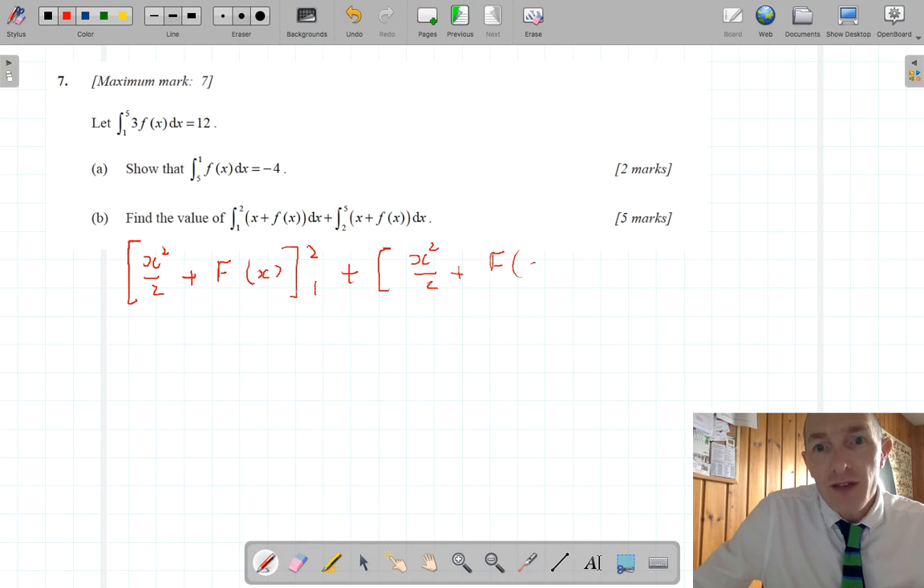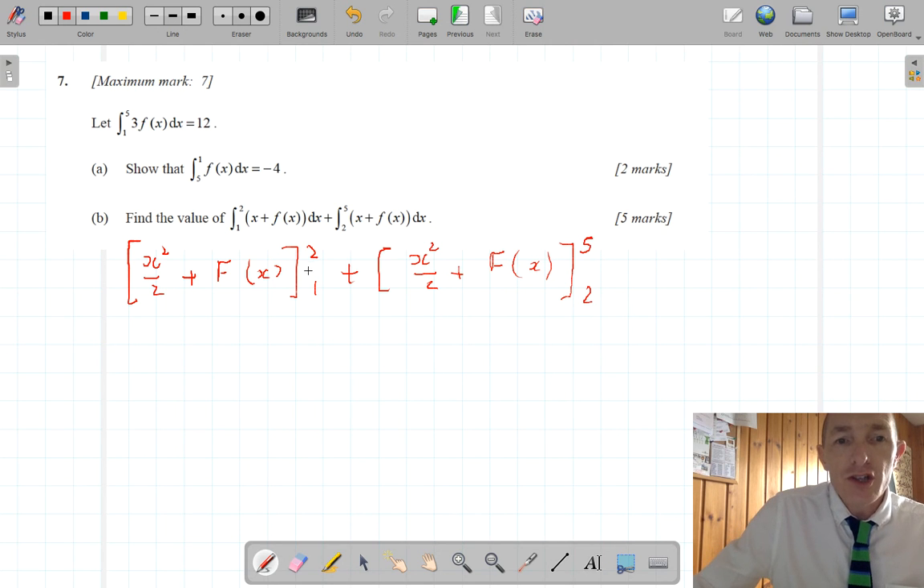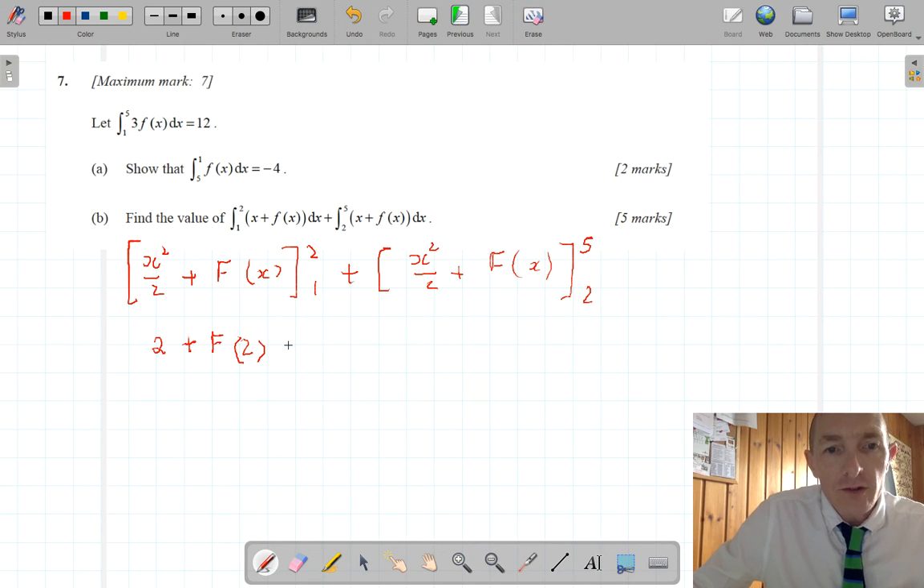So I've got the F(x) and 5 and 2 are the limits. Now I'm just going to go through and put these limits in. So 2 goes into here. 2 squared is 4, divided by 2 is 2. 2 goes into here. Now I don't know what F(2) is. And at the moment, let's not worry about that. Let's just go through this question and things might drop out. I take away 1 going in. So 1 goes into there to give me a half. And also put 1 into here, and that's also take away.